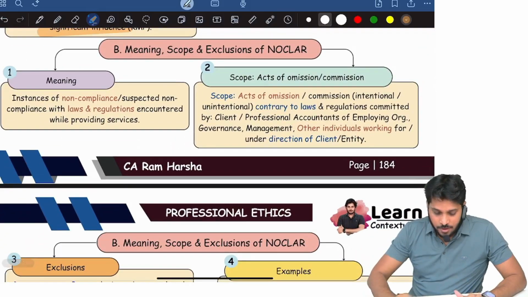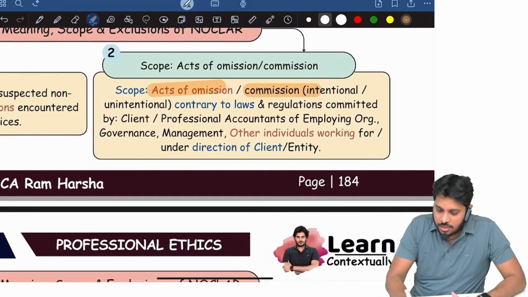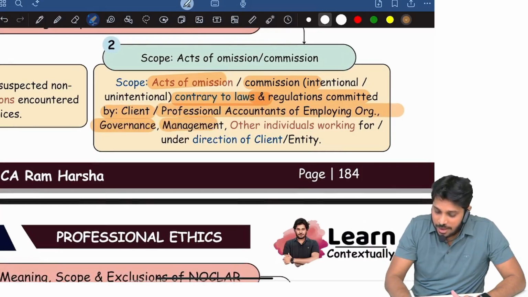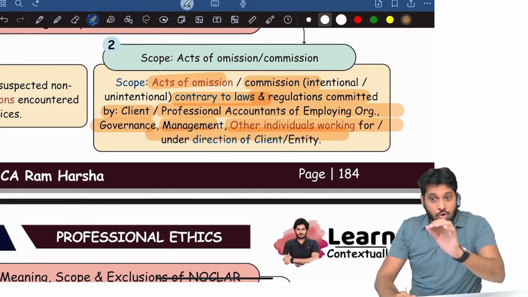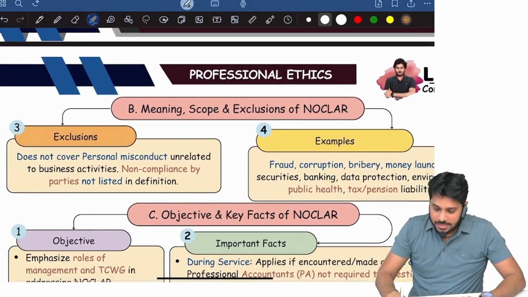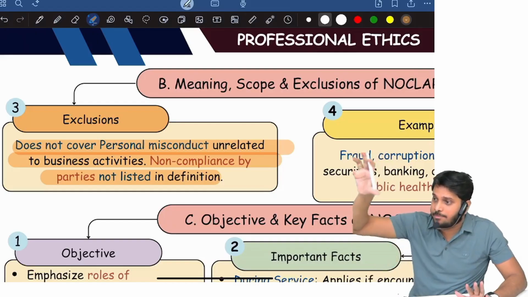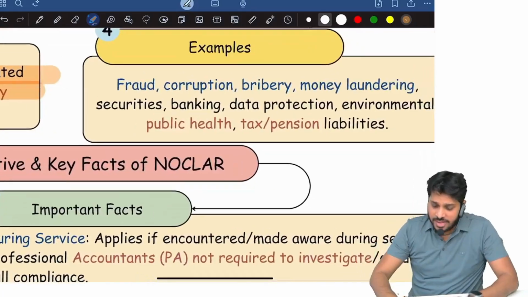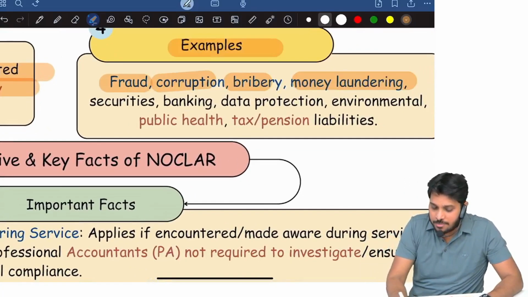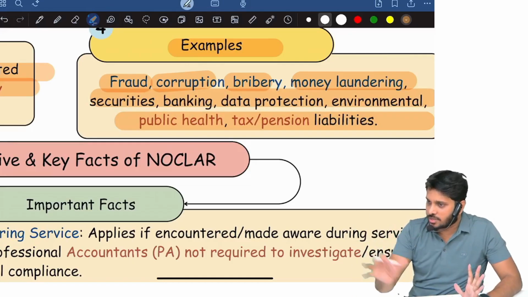Now, what is a non-compliance? Non-compliance means an act of omission or commission contrary to laws and regulations, committed by the client, or professional accountants of the employing organization, top management, or other individuals working under the client. NOCLAR does not include employees' personal misconduct. That is not covered. Exclusions do not cover personal misconduct which is not related to the business activity of the company or the client. Then various examples of non-compliances: fraud, corruption, bribery, money laundering, all banking related laws, benami transactions, whatever, all this.